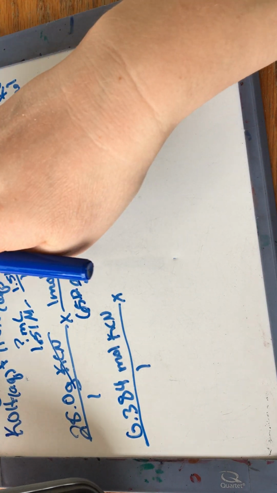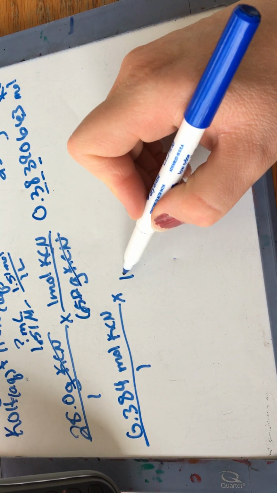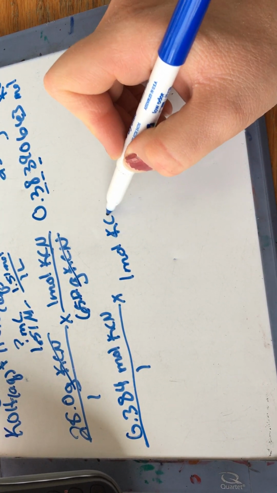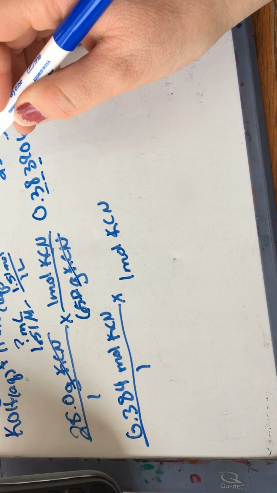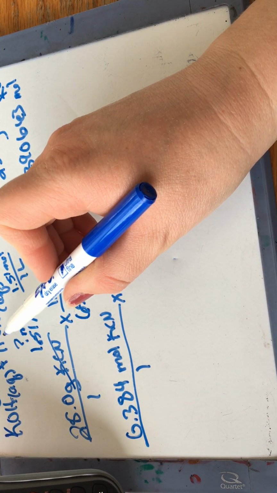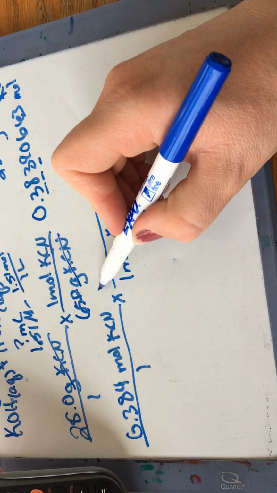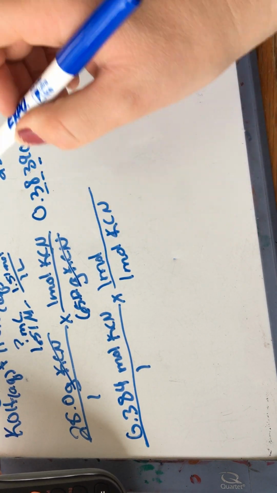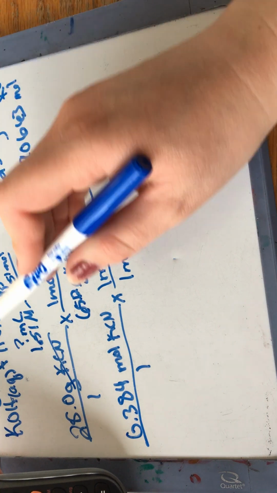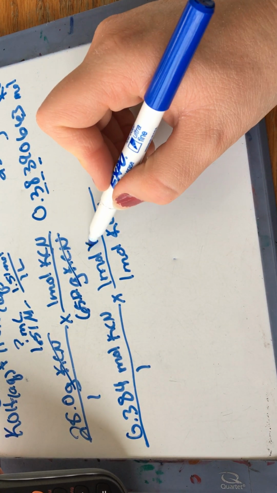So when we have these reactants, 1 mole of KCN, we have to compare it over to hydrogen cyanide. The ratio from potassium cyanide to hydrogen cyanide is 1 mole to 1 mole.